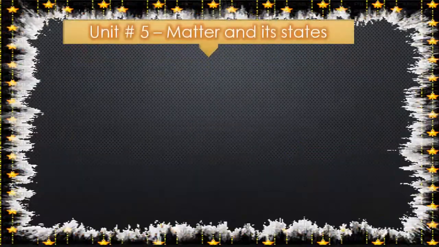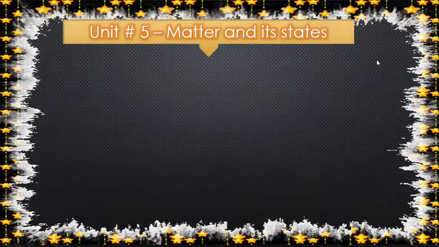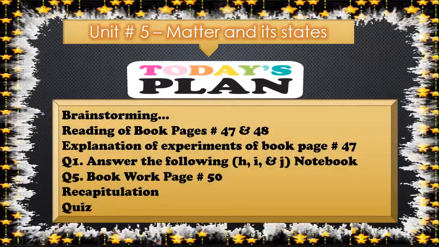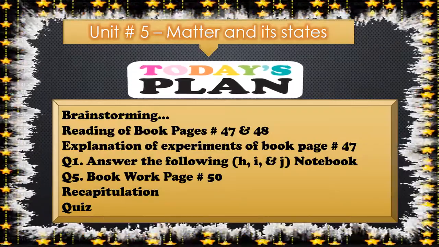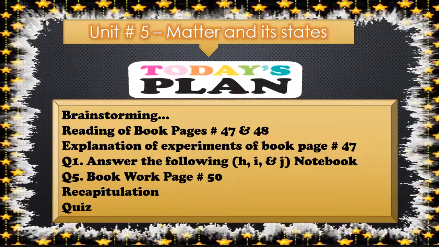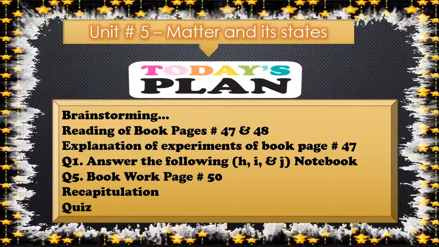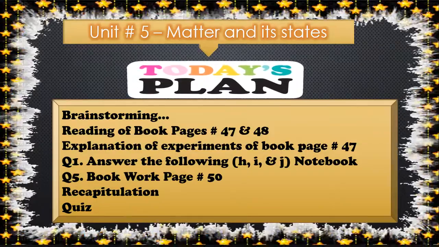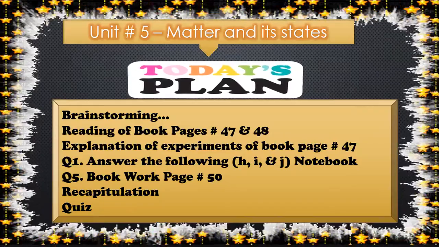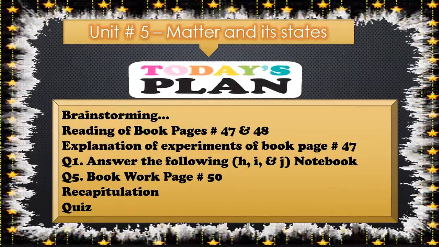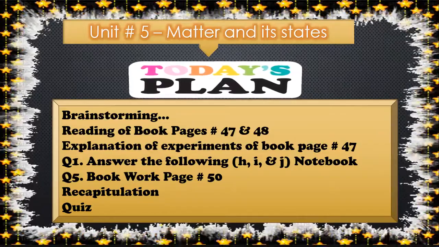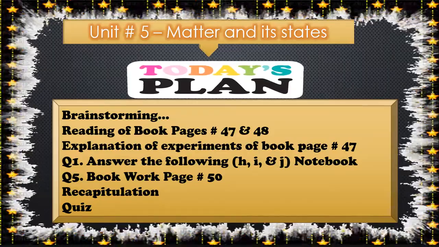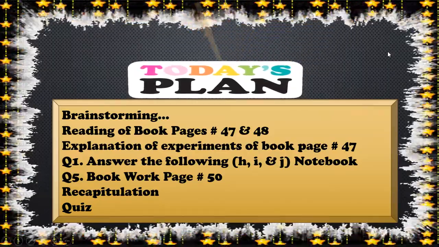Let's get it started. This is the continuation of unit number 5, matter and its states, lesson plan. First of all, we'll do the brainstorming and then reading of book page number 47 and 48. Today we'll explain some experiments related to book page number 47, then do some notebook work, the remaining part, and then after we'll do question number 5. It's a book work on page number 50. After that, recap and then quiz. So let's get started, students.